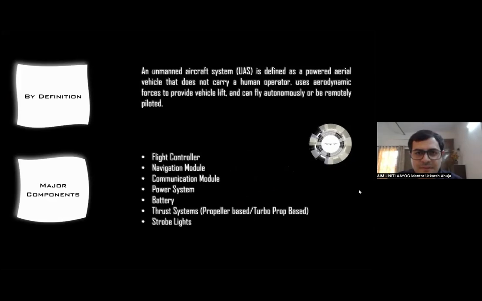What are the major components of an unmanned aerial system? There is a flight controller, a navigation module, a communication module, a power system, batteries, a thrust system, propeller based or turboprop based, and there are strobe lights to indicate that something is flying at night or after dark, after sunset. Let's go ahead.